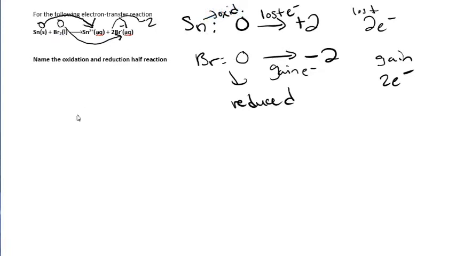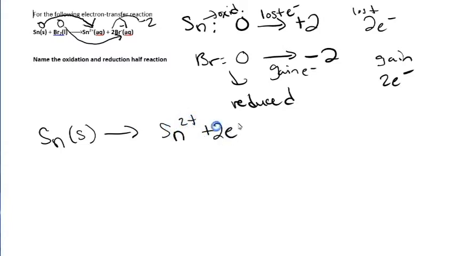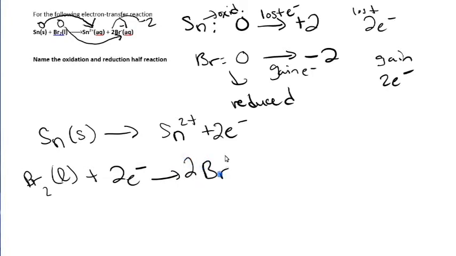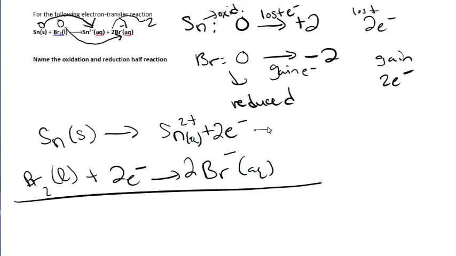Therefore bromine got reduced and tin got oxidized. Okay, so if you were to write the half reactions, you would have tin solid, and he got oxidized, which means he lost electrons. And you're going to have your 2 electrons like that. And then bromine got reduced. So we're going to say bromine plus its 2 electrons led to 2 bromides, aqueous. And this is your oxidation half reaction, and this is your reduction half reaction.